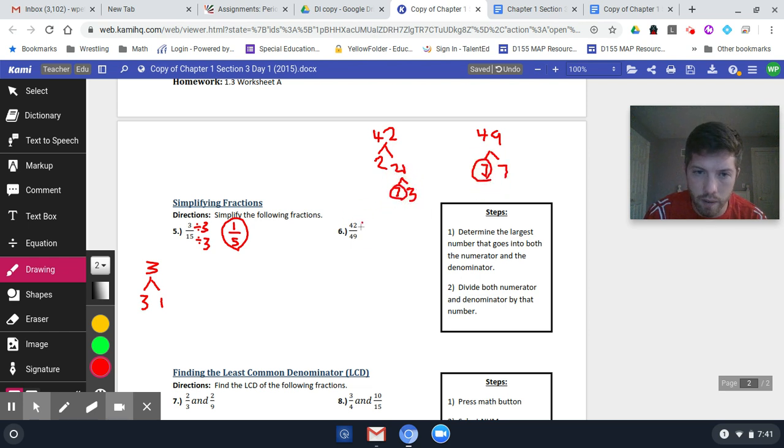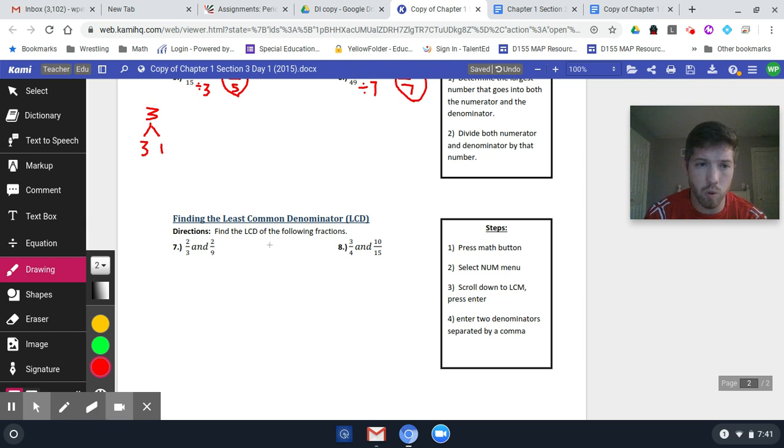So we're going to go ahead and divide the top by 7, and we're going to divide the bottom by 7. Then you do 42 divided by 7, and it's going to get you your 6. And you do 49 divided by 7, and you're going to get your 7. And now we have our simplified fraction. All right, there we go.